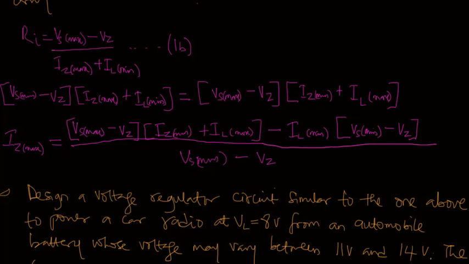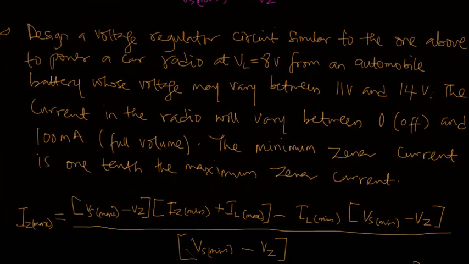So we went further to look at a typical example: to design a voltage regulator circuit similar to the one above to power a car radio at VL equal to 8 volts from an automobile battery whose voltage may vary between 11 volts and 14 volts. The current in the radio will vary between 0, which is off, and 100 milliamp, which is full volume. And then the minimum Zener current is 1/10 the maximum Zener current.